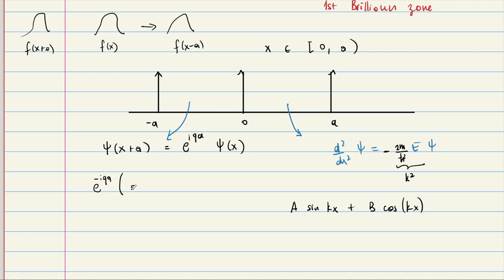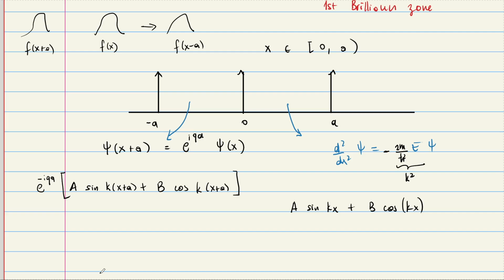So this is sine k(x plus a). Okay, there is also a. And b cosine k(x plus a), right? And that's it. We solved the Schrödinger equation.